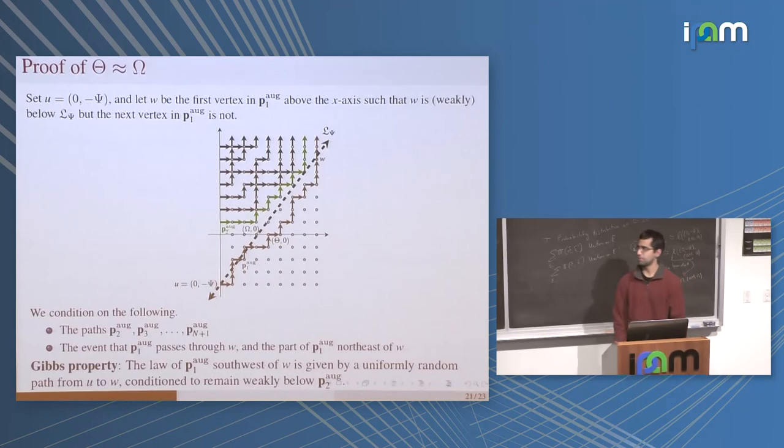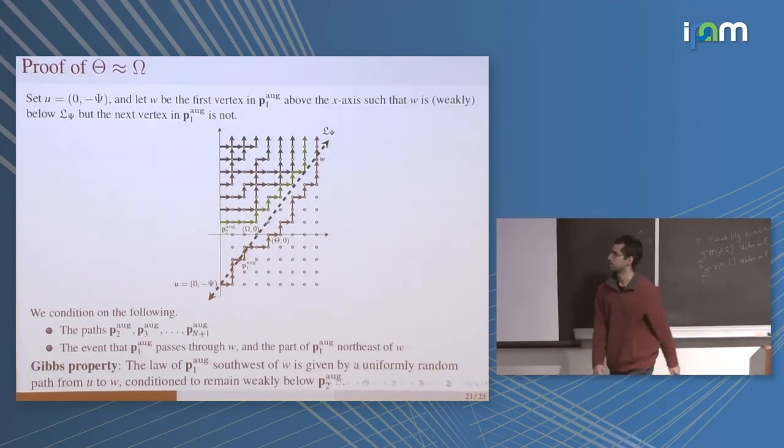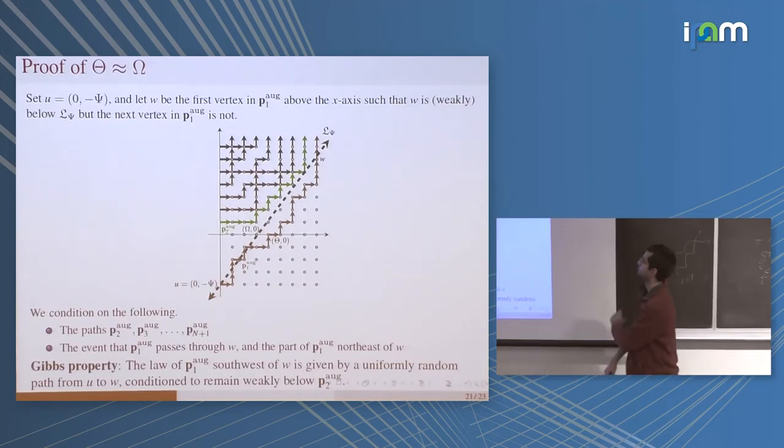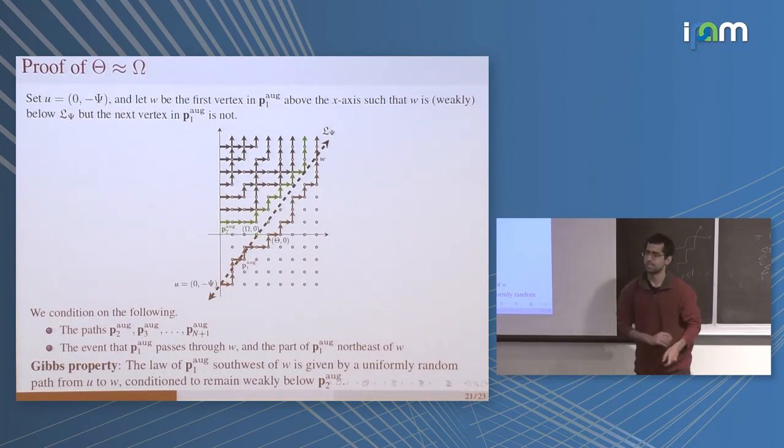Okay. So now let me try to outline how to prove this. This is going to be quite quick now. I'm going to try to outline how to prove that this omega and theta are about equal to each other. Remember that theta is where the tangent path, this augmented path, exits the x-axis, and this omega is where the actual tangent line exits the x-axis.